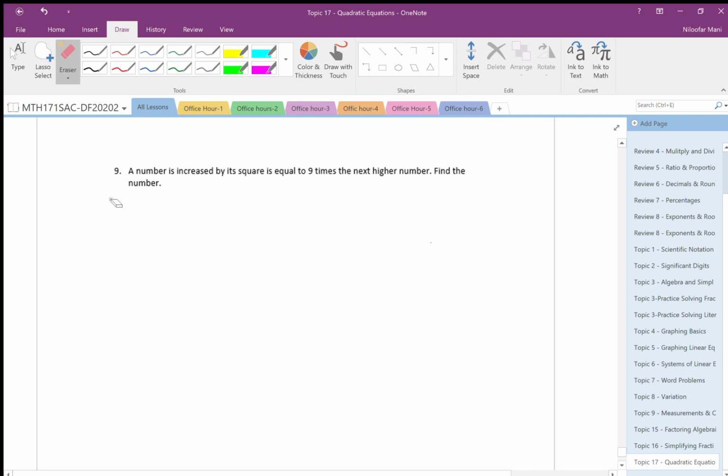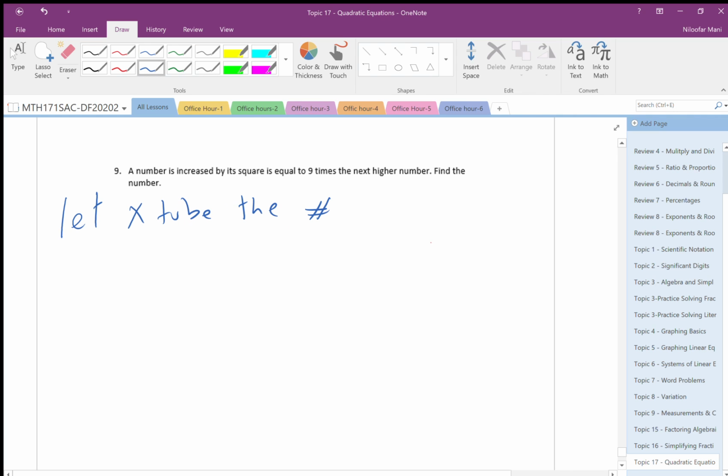When it says the next higher number, it means we are talking about natural numbers or whole numbers. Otherwise, in real numbers, I cannot say next one higher. It doesn't make any sense because there are many numbers. So next higher number means, for example, if I have 5, I talk about 6. So here, I read the question, understand, then I define my variable. Let x be the number.